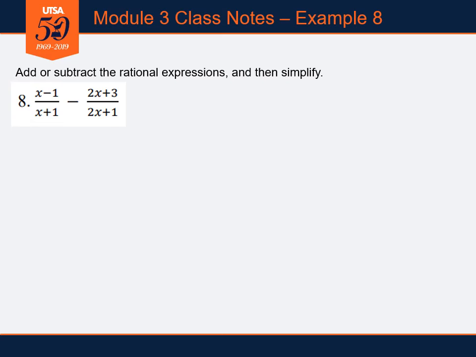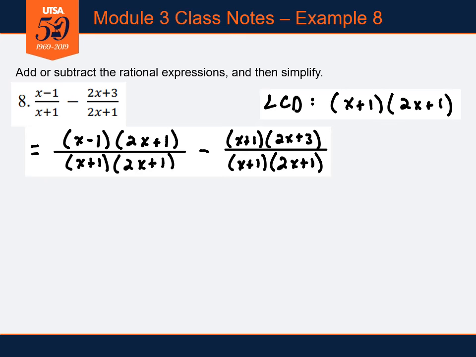Let's do that again here with example 8 and an example of subtracting fractions. The process is going to be exactly the same. We're just going to subtract the numerators that we end up with instead of adding them. We still need to find an LCD, and we still have two different denominator factors, x plus 1 and 2x plus 1. So our LCD is going to be x plus 1 times 2x plus 1. We then take the first fraction, multiply top and bottom by the missing factor of 2x plus 1. Take the second fraction, multiply by the missing LCD factor of x plus 1, top and bottom.